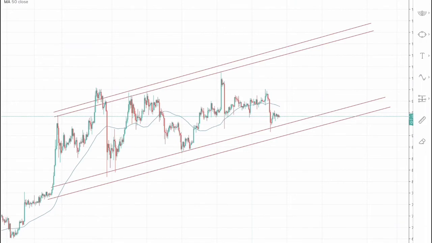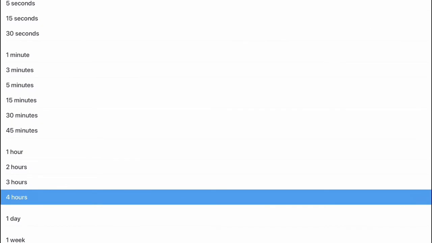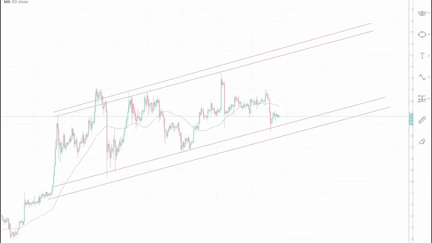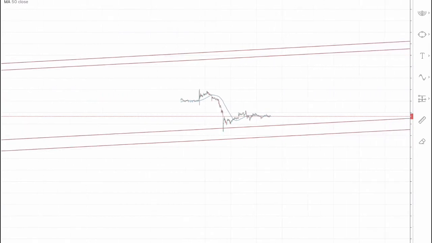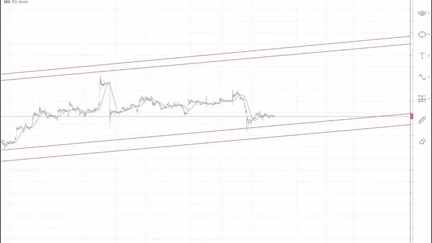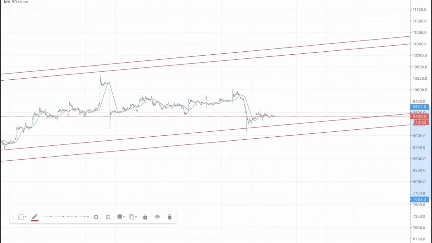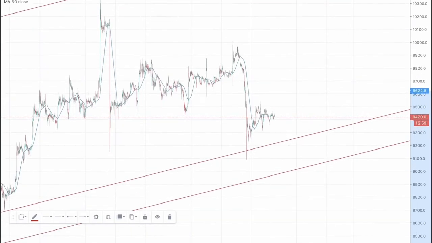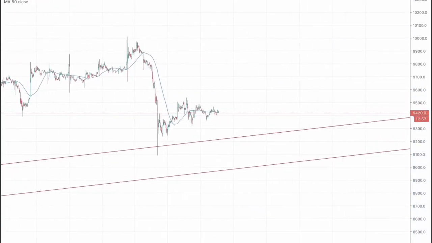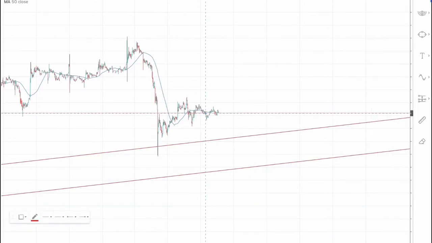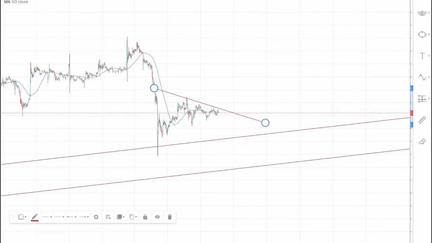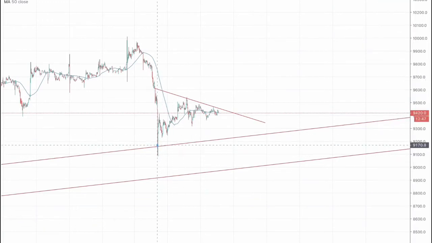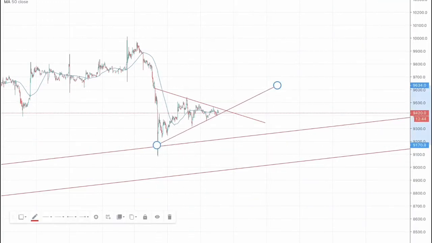And moreover, going on to the 15 minutes chart, we can see a bearish pennant being formed. Let me draw that. This pennant is usually formed due to a significant or strong sell off in the market. Here we have drawn the bearish pennant.